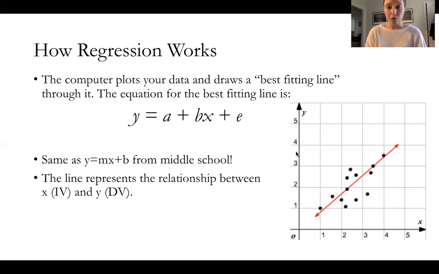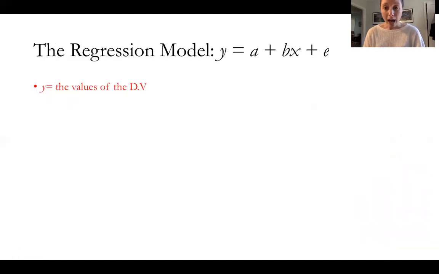So let's walk through each piece of this equation so you know what everything symbolizes. The y is actually something that you guys already know. Those are the values of your dependent variable. So you have that spreadsheet, you have your dependent variable that has different values for every single unit.